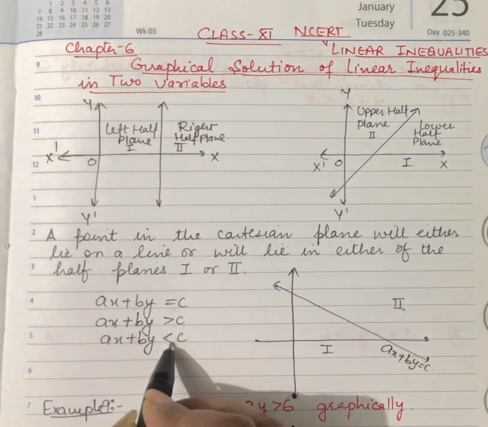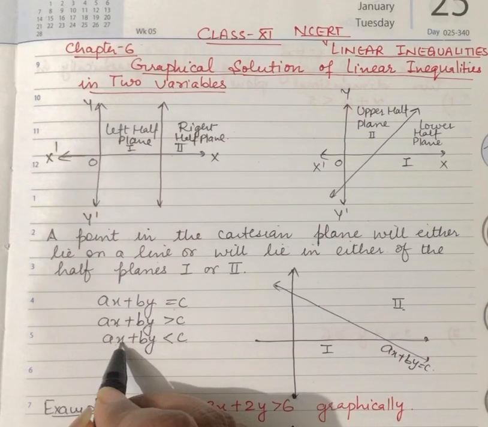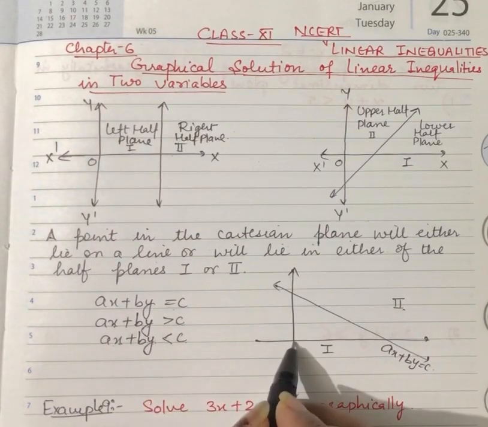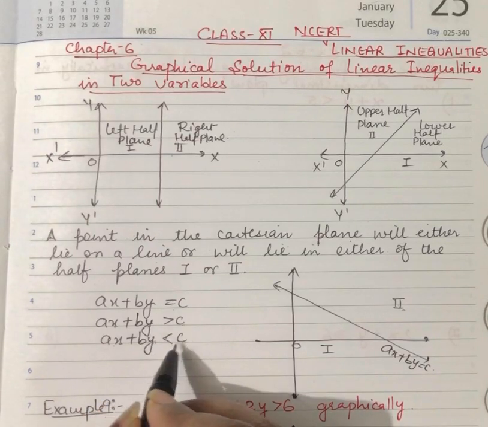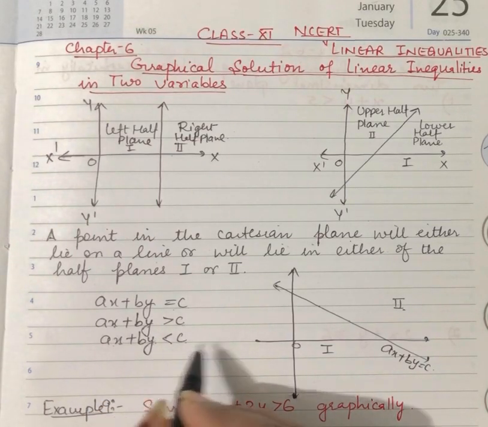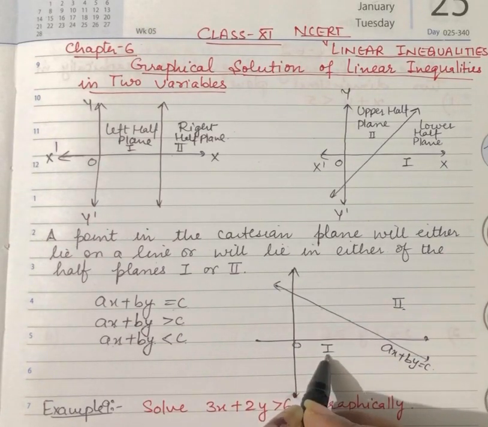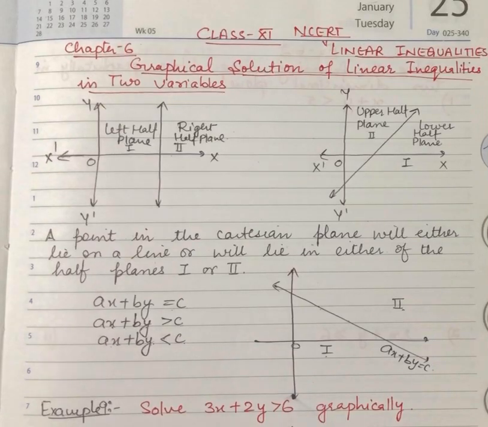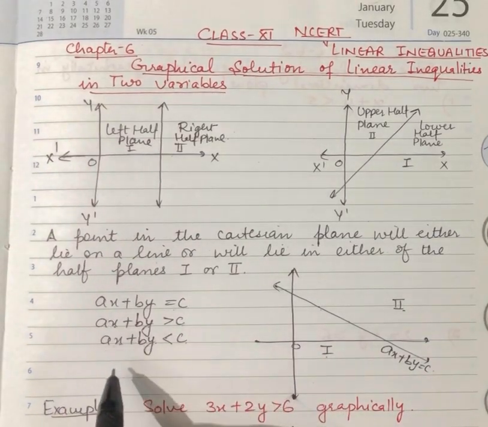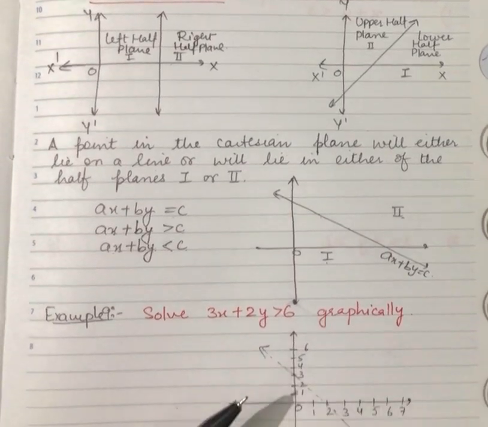And in the third situation, if ax plus by less than c, if we put x equal to 0, y equal to 0, that is this origin, we see that 0 is less than c, which is true. So the solution region will be towards origin, that is the first half plane. So in this way we can find the solution regions of the given inequalities. So we will see it with the help of an example.